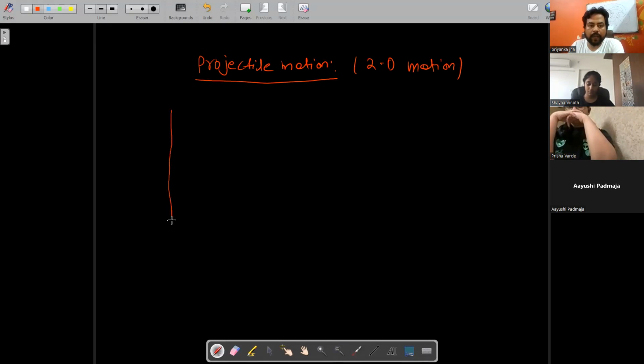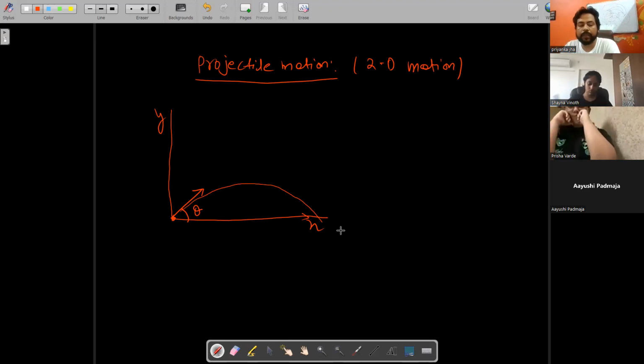Like we have x and y axes. Suppose you throw a ball or any particle at some angle theta with the horizontal. You know that this ball will travel this path, right? It will come down and strike the ground at a certain distance. It comes down because of the gravitational force that keeps working on the object, right?